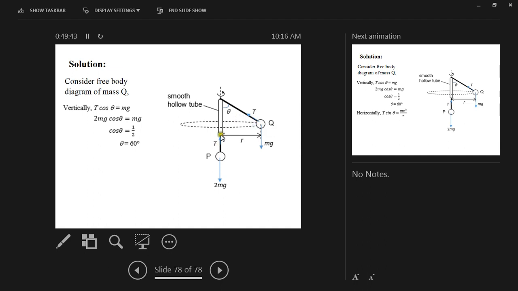Then we know that the tension in the string is T. That means this is also T. P is in equilibrium, right? So tension T must be equal to 2mg. So from here you get T equals 2mg by looking at P. The upward tension must be equal to the weight 2mg. So you sub that in. So from here you can work out the angle theta. So once you have the angle theta, horizontally you know that the horizontal component of the tension will provide you the centripetal force.